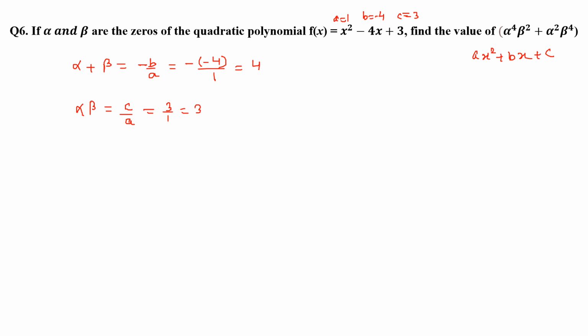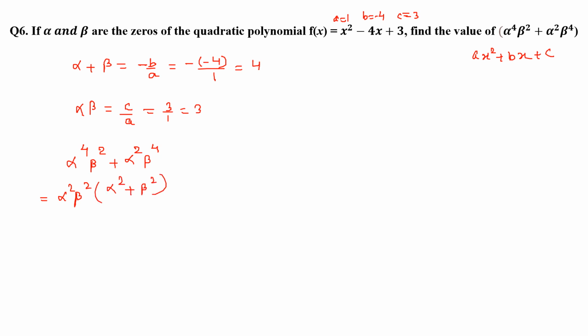So I got the value of alpha plus beta. I got the value of alpha beta. Now what do I have to find? I have to find the value of alpha to the power 4 beta square plus alpha square beta 4. From here I can take alpha square beta square common, so I will be left with alpha square plus beta square.